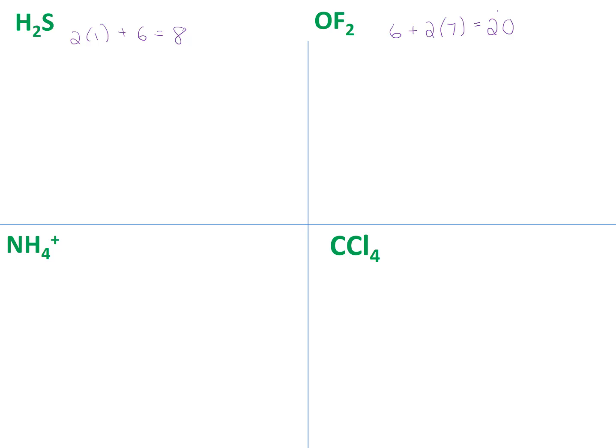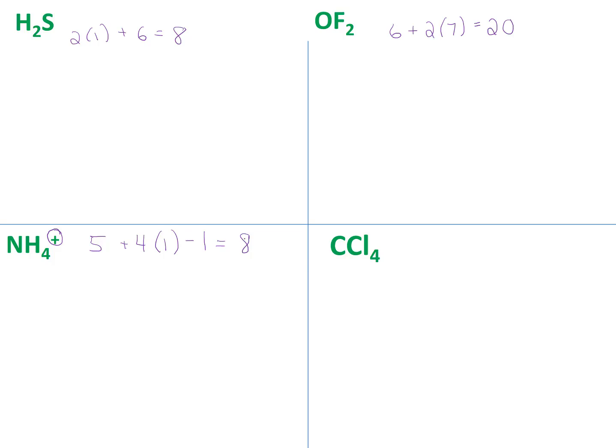In the ammonium ion, we have 5 valence electrons from the nitrogen, and then we have 1 from each hydrogen. However, the ammonium ion is a polyatomic ion with a positive charge. In order to have a positive charge, that unit as a whole must have 1 less electron. So we're going to subtract off 1 so that we have a plus 1 charge on the whole thing. And that equals a total of 8 valence electrons.